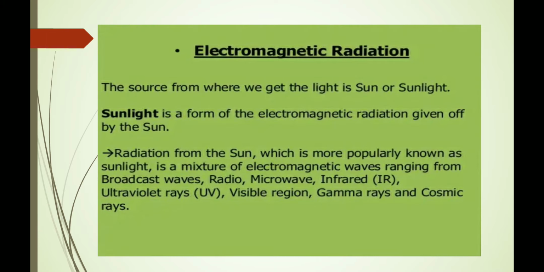Firstly, here is the electromagnetic radiation. The source from where we get the light is the sun, or sunlight. Sunlight is a form of electromagnetic radiation given off by the sun. Radiation from the sun, which is more popularly known as sunlight, is a mixture of electromagnetic waves ranging from broadcast waves, radio, microwave, infrared, ultraviolet rays, visible region, gamma rays, and cosmic rays.